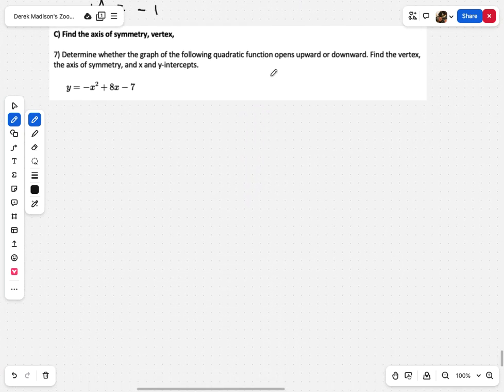So determine if it opens up or down. So this one opens down because it has a negative. Find the vertex. If this is a negative, I would probably just do vertex form. You could complete the square, but you have to do a little bit of fancy factoring, and most folks are not going to prefer that.